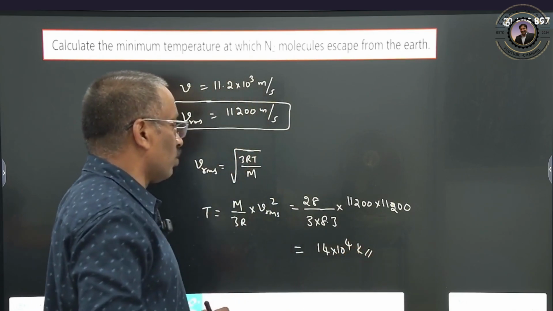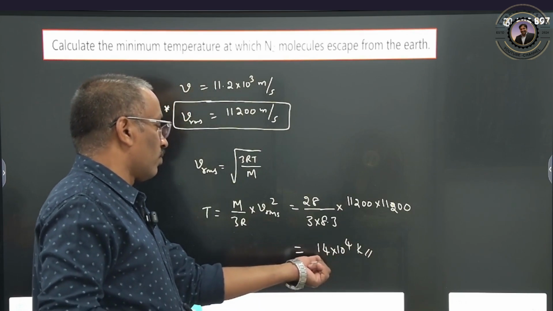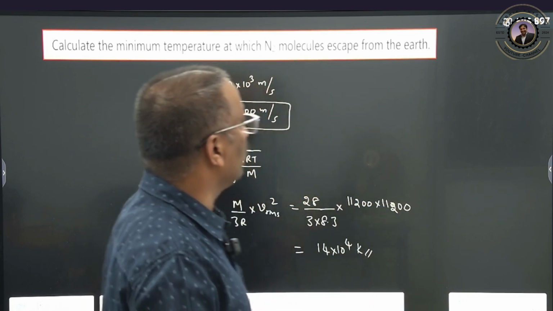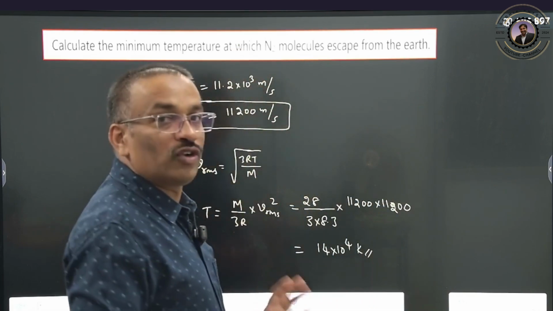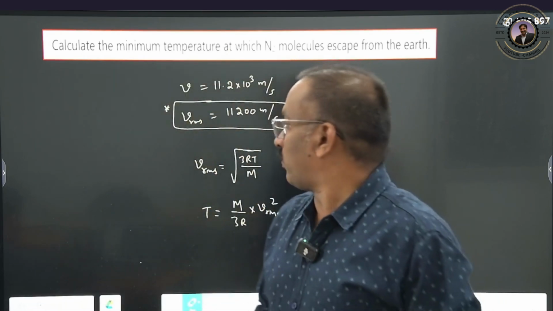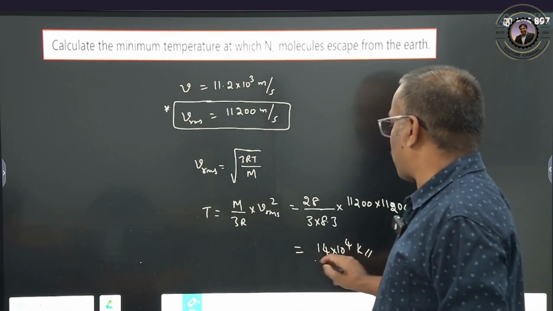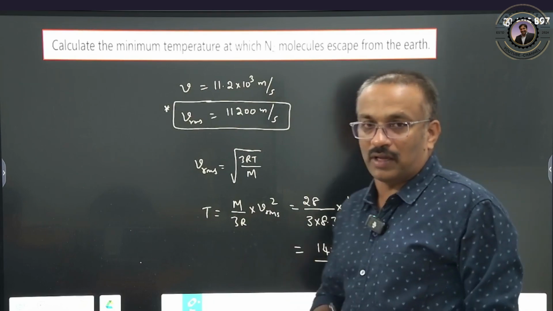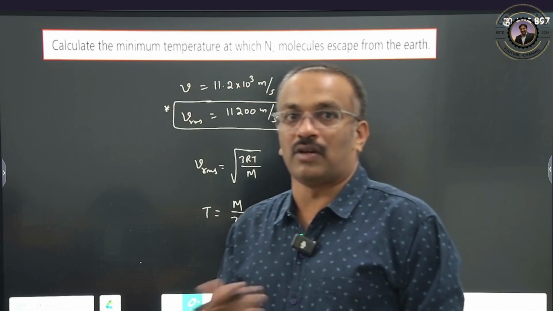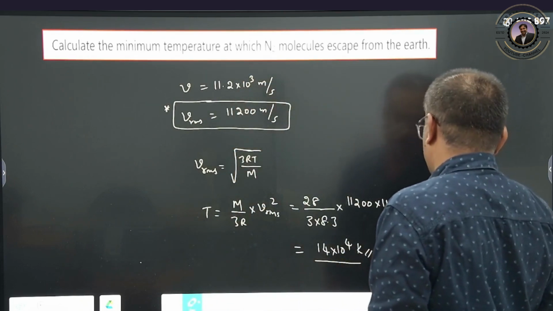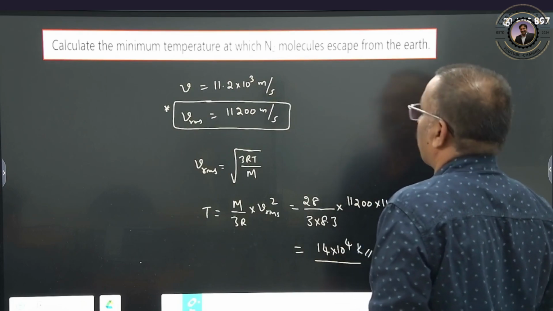That means 1,40,000 kelvins. That much temperature is required so that our N2 molecule from the earth surface is going to escape. This much temperature is not possible. Therefore N2 will not be able to escape. That's why we have the atmosphere on the earth surface. Is it clear? Right. So now we'll go for one more question.